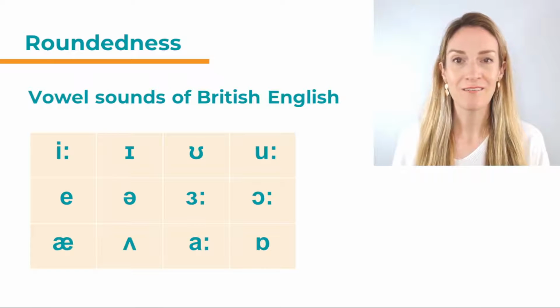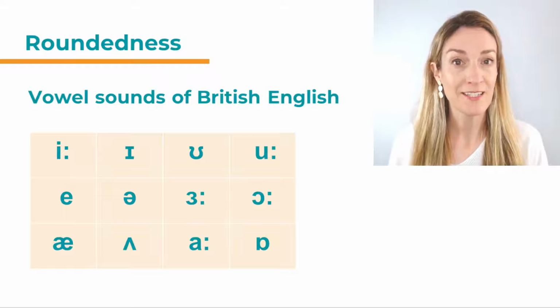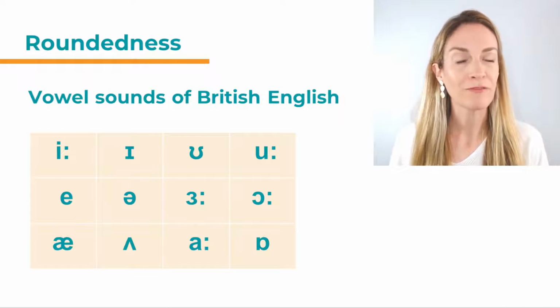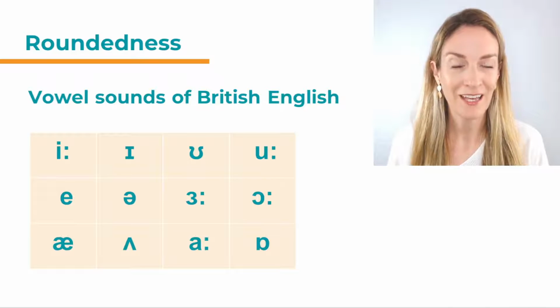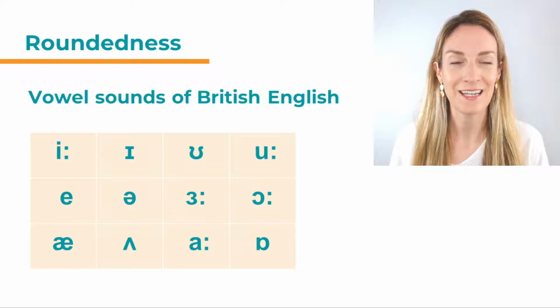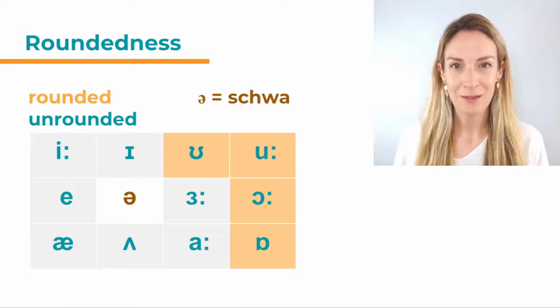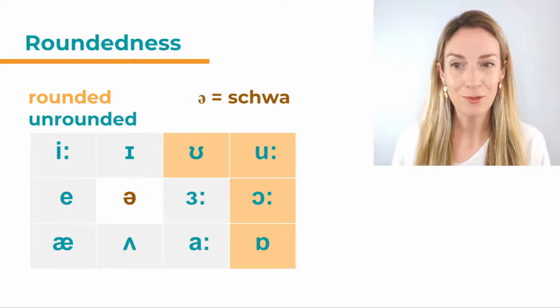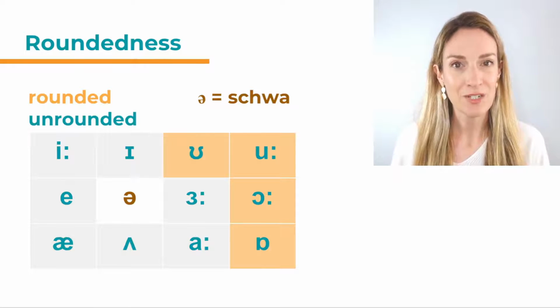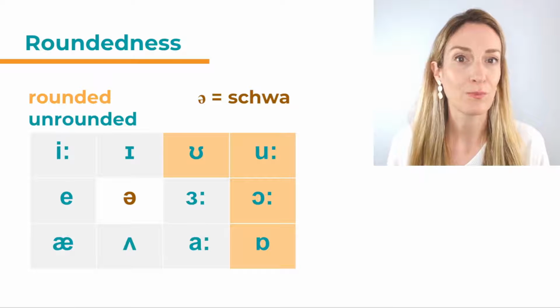So here you see the vowel sounds, the monophthongs, single vowel sounds. If those symbols are new to you and you want to find out more, have a look at my channel. I have an entire playlist dedicated to all the vowel sounds, especially the monophthongs in English. Now I've color-coded them for you here. First of all, you can see the rounded vowel sounds in the orange boxes.